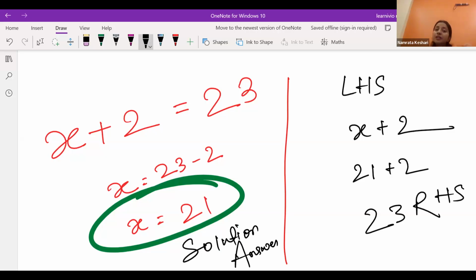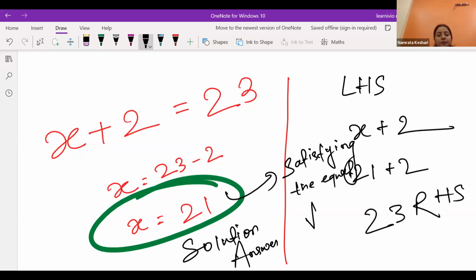You were searching for that particular x value which will make the left hand side and right hand side equal, which will satisfy our equation. This x value is satisfying the equation. That means making left hand side and right hand side equal. Getting it? Yes, ma'am.